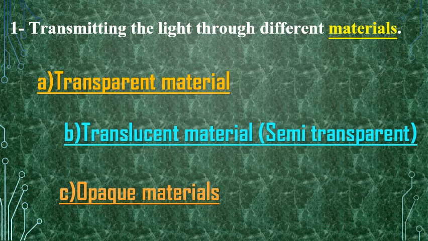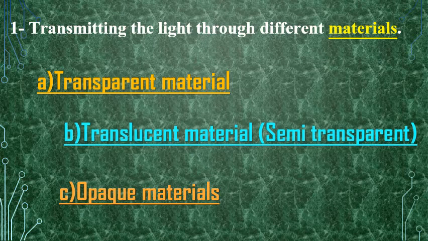We have three types of materials according to their ability to transmit the light through them. You know what's meant by transmitting or transmit? Transmitting means passing. So the light can pass through some materials and cannot pass or transmit through other materials. Let's talk about these materials in details.